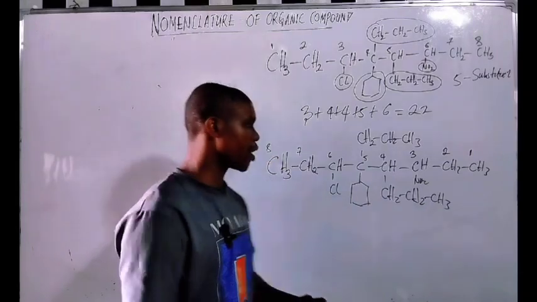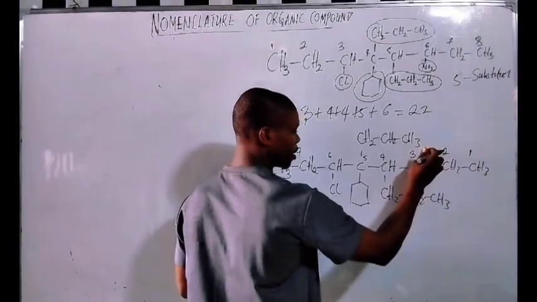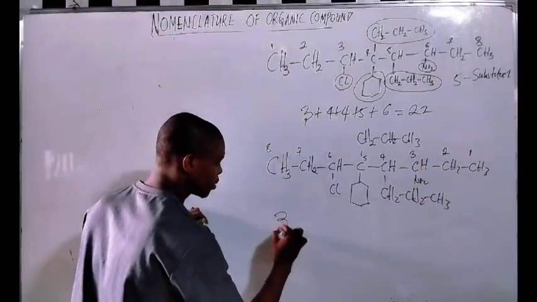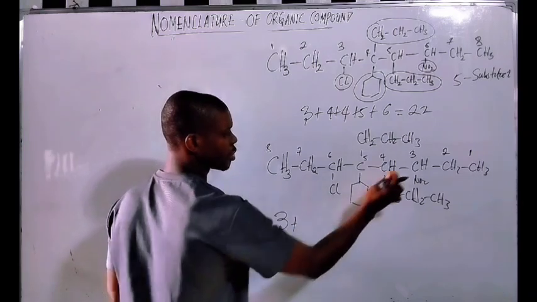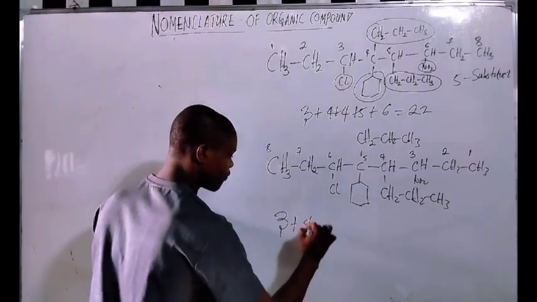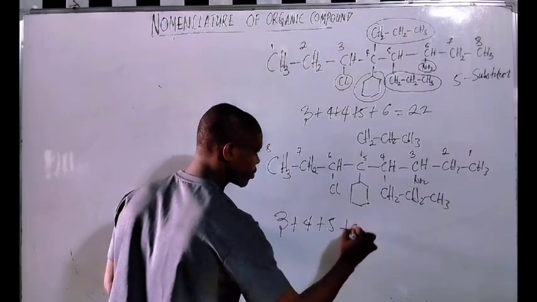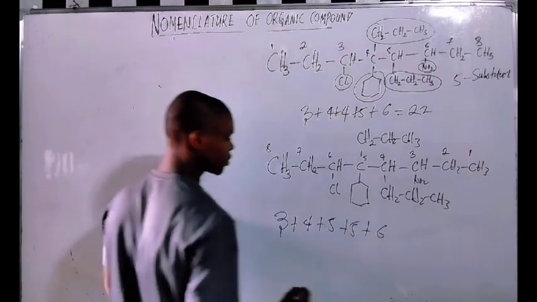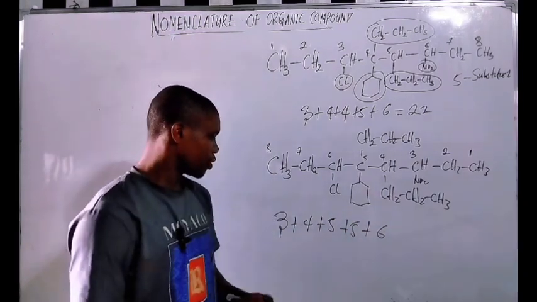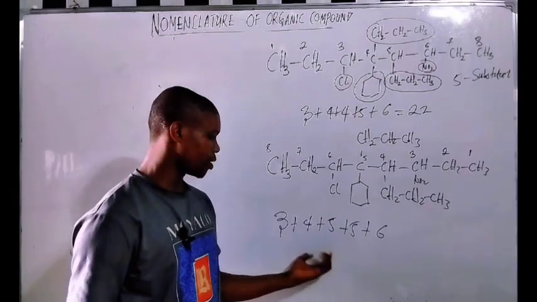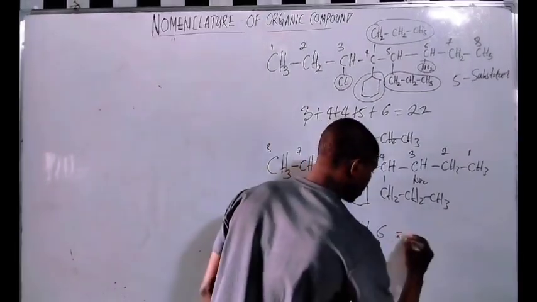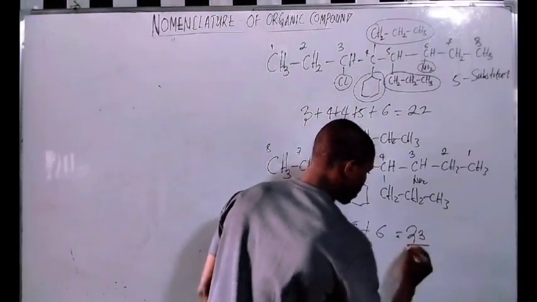Now let's start our numbering from the other side. Here we have 1, 2, 3. So here we have 3 plus 4 plus 5 plus 5 plus 6. Right there. So here it's going to be 23. We're going to have 23.